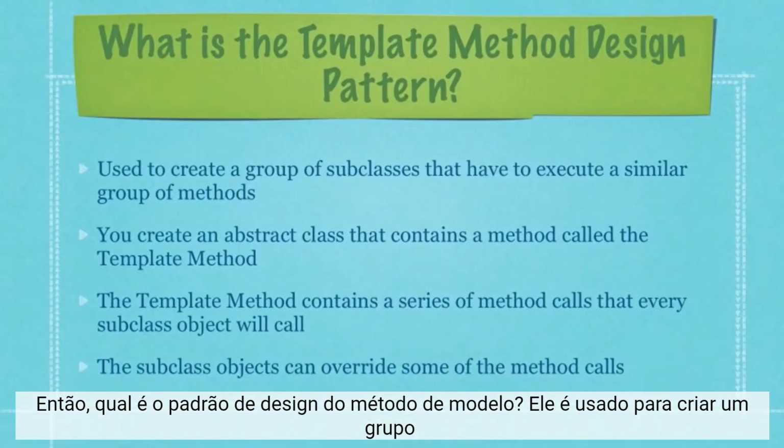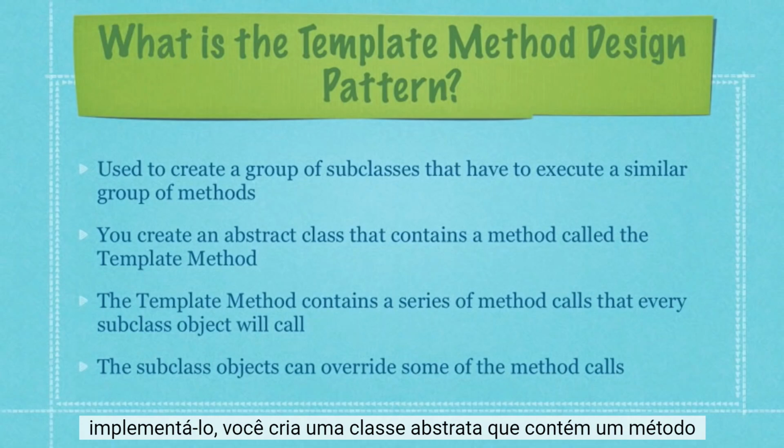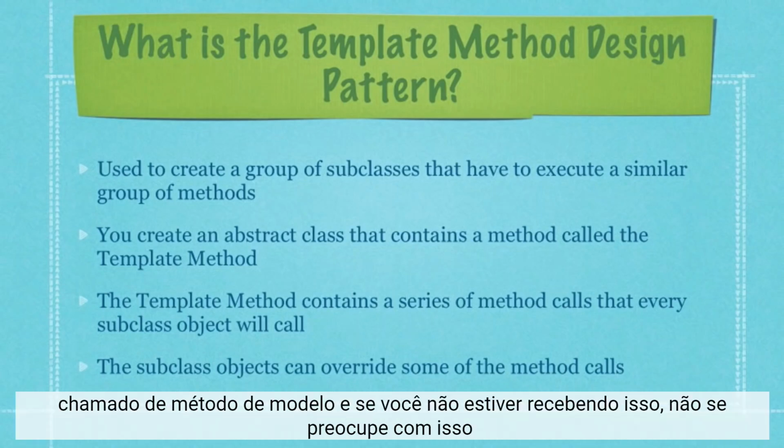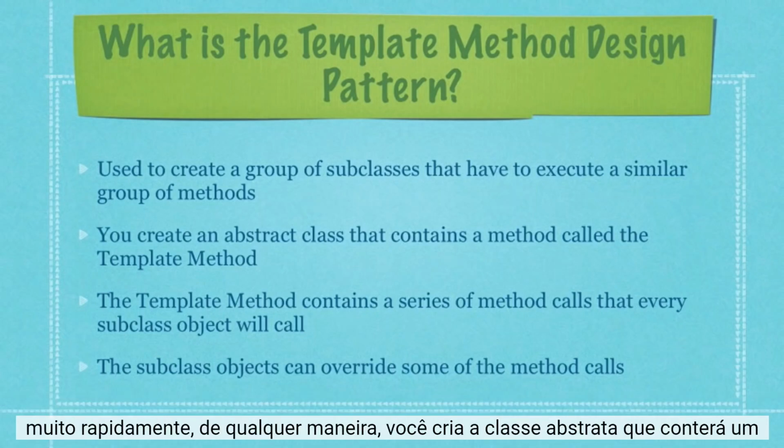So what is the template method design pattern? Well, it's used to create a group of subclasses that have to execute a similar group of methods. And to implement it, you create an abstract class that's going to contain a method called the template method. And if you're not getting this, don't worry about it. The code will totally fill you in, as well as the UML diagram that's coming up very quickly.